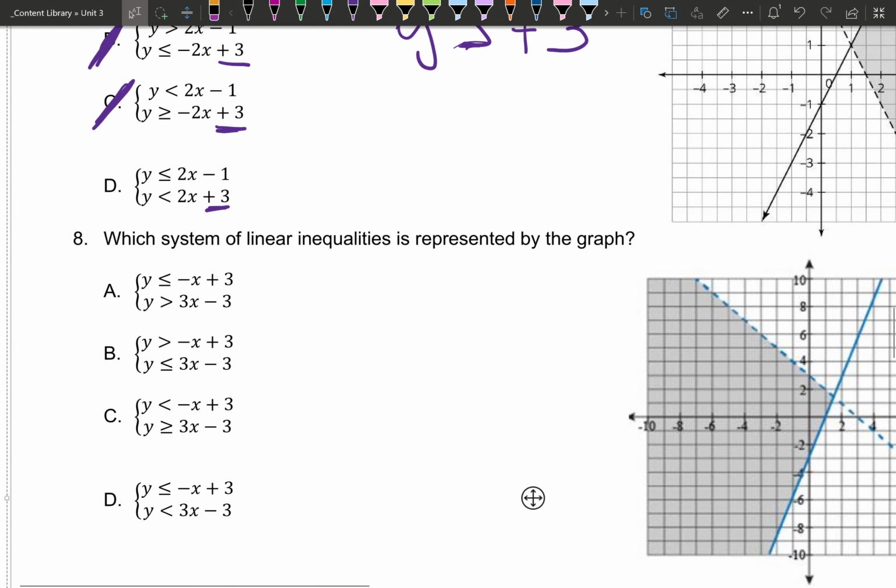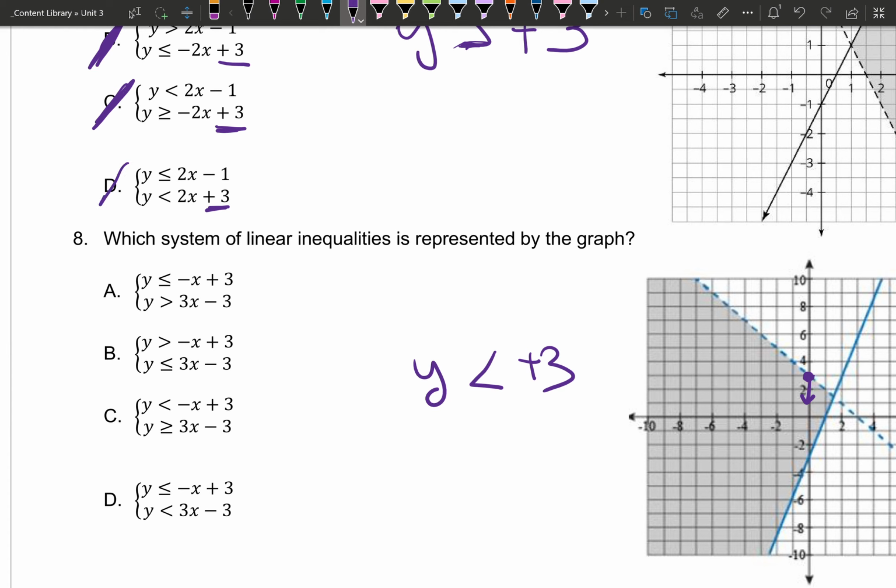Let's try number 8. Same idea. Let's start by putting a little dot here. So we got a +3. I can tell that it's shaded underneath, so it's got to be y is less than. Let's see if the same thing happens here.